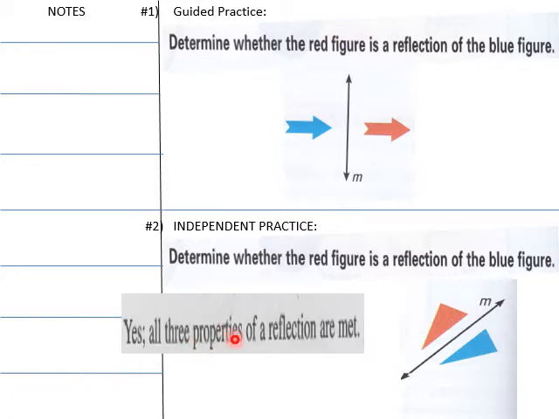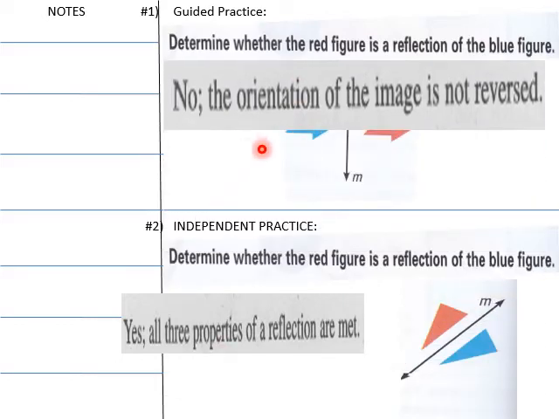Okay, welcome back. Yes, all three properties of the reflection are met. So we draw a perpendicular off of M, and then we make sure we measure them, and they do appear to be the same. And then up here, no, the orientation of the image is not reversed. It's not reversed. It should be turned around instead of pointing in the same direction. It would not be a reflection. It would be a shift, a translation.